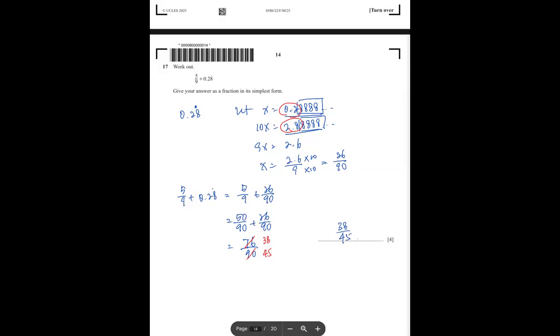Okay, so this one, if you're still not familiar, please revise how you convert recurring decimals into fractions.